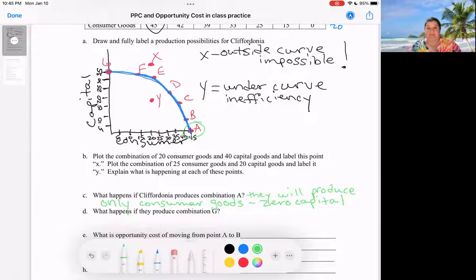Okay. Next, what happens if they produce combination G? Again, we're going to be super obvious at combination G. All that means is they are producing only capital goods and zero consumer goods.